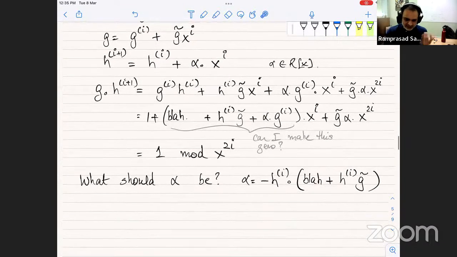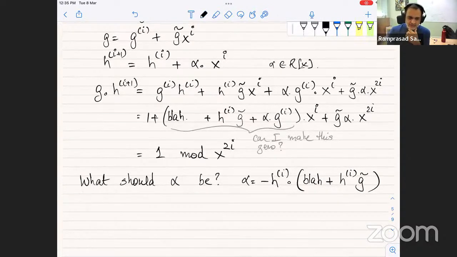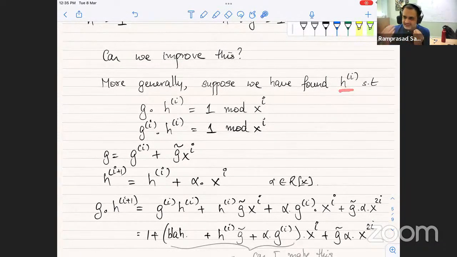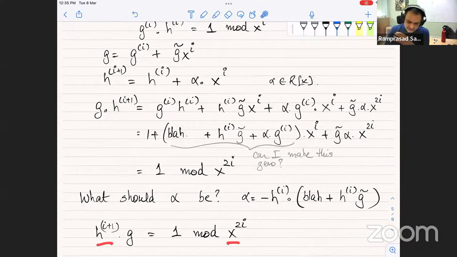Okay, so this basically says you set alpha to be equal to this, and what you end up getting is that h i plus 1 times g is now equal to 1 mod x power 2i. Okay, so which basically means if somebody told you what this hi is, you have a partial solution which was good modulo x power I. This gives you a way of getting a better solution, which is now correct up till degree 2i as opposed to up till degree I. Did that make sense?